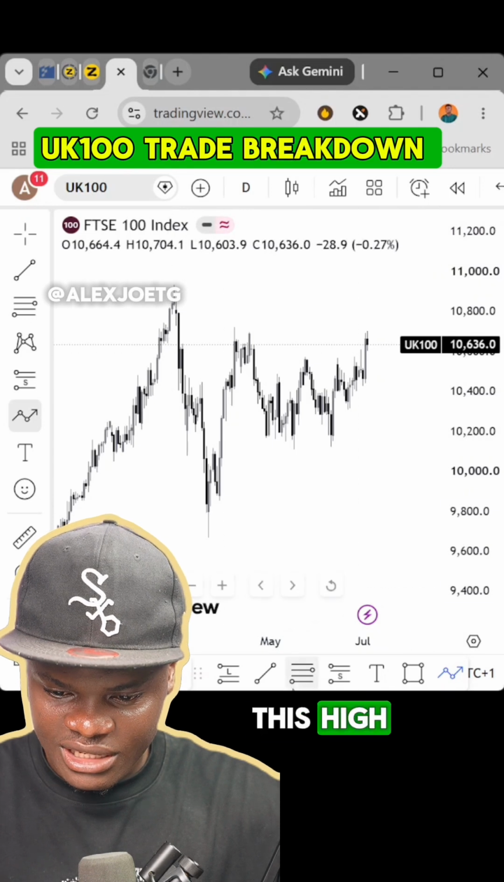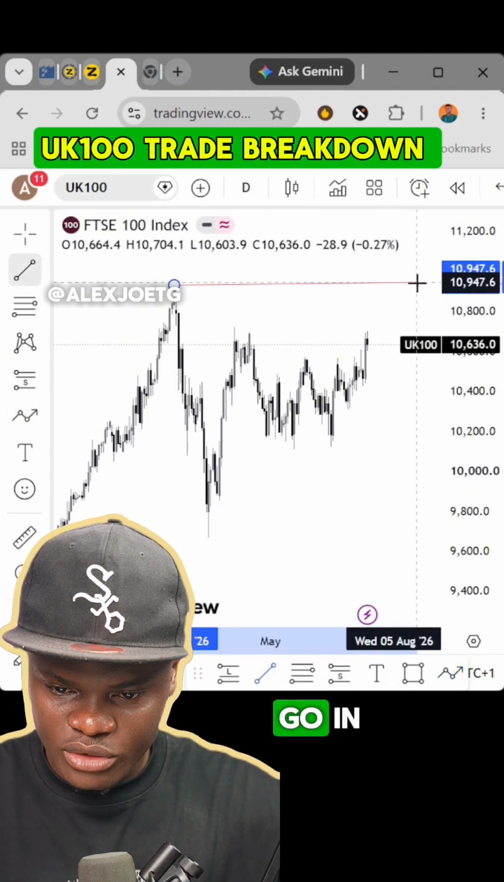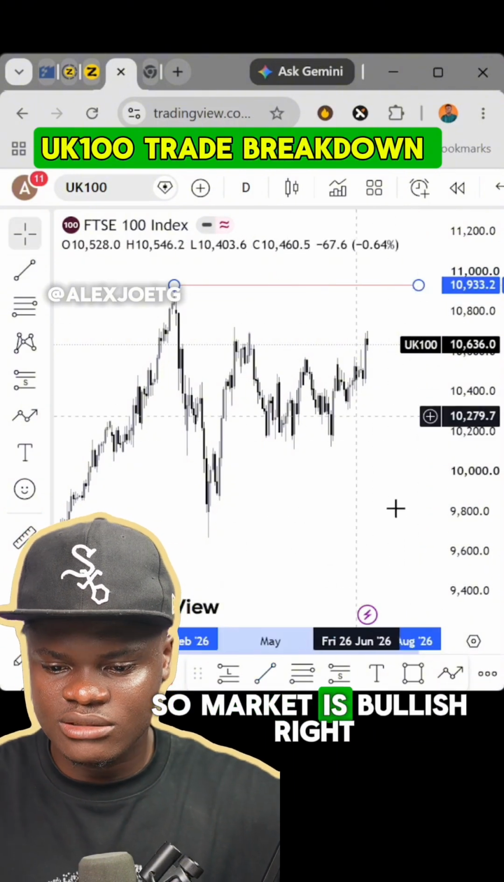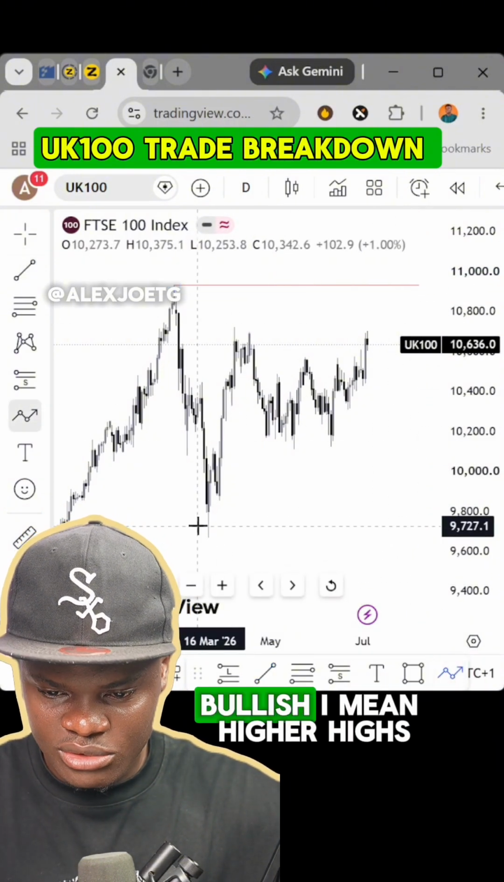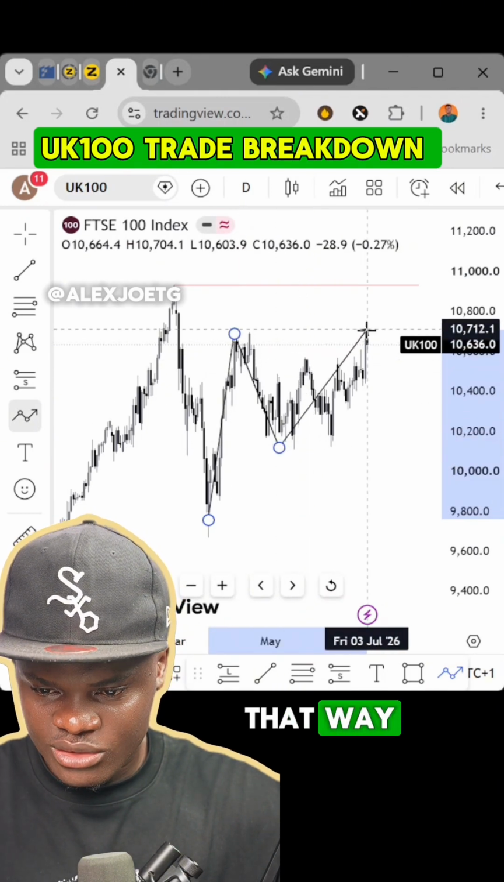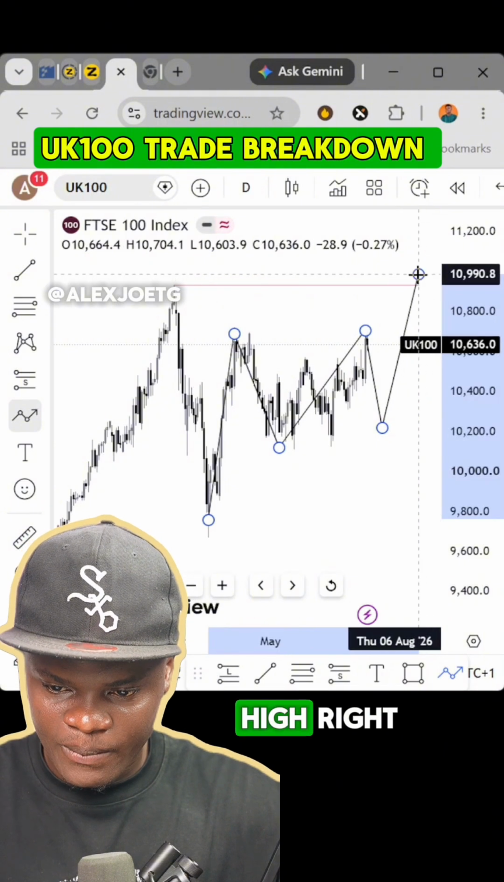And then we have this high, this liquidity here. The market is going to take this liquidity. That is where it's heading to. So the market is bullish, right? Bullish, I mean higher highs, higher lows, that way. And then obviously it's going to take this high, right?